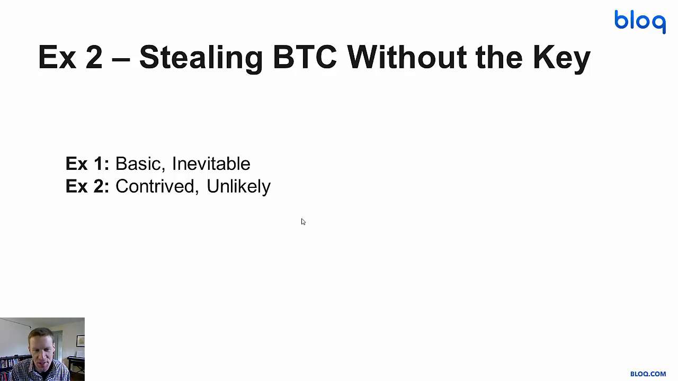Example number two, stealing Bitcoin without the private key. You'd think it would be impossible, right? Wasn't there like a diagram at one point with a giant sun saying that you'd need a Dyson sphere around the sun and you'd have to do all this stuff?